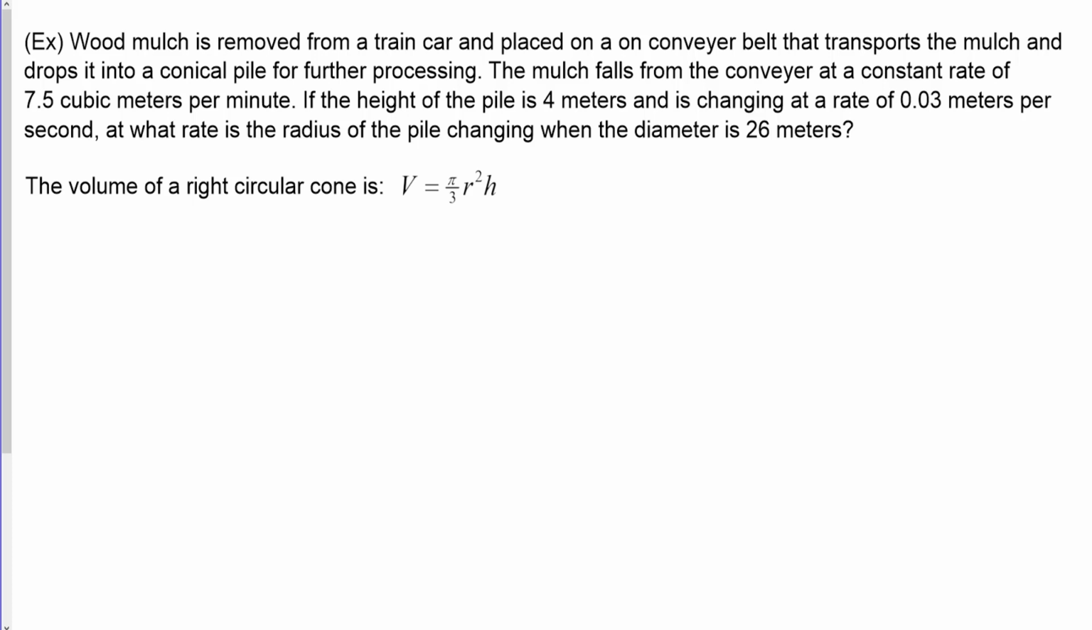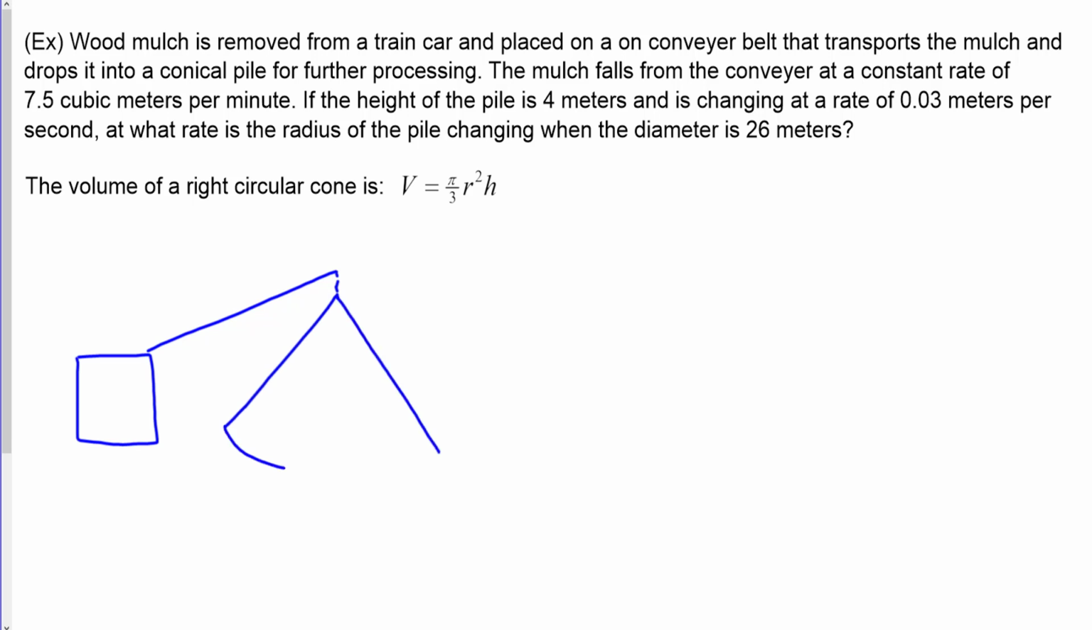So for instance, here we have wood mulch removed from a train car. So I'll put the train car right here, and it's going onto a conveyor. So let's just say this is my conveyor belt. Then it is dropped onto a conical pile of mulch for further processing. So a conical pile is just going to be shaped like a cone. So I'll draw the best cone I can there. All right. And it's pretty basic drawing here, but it has all the elements that we need.